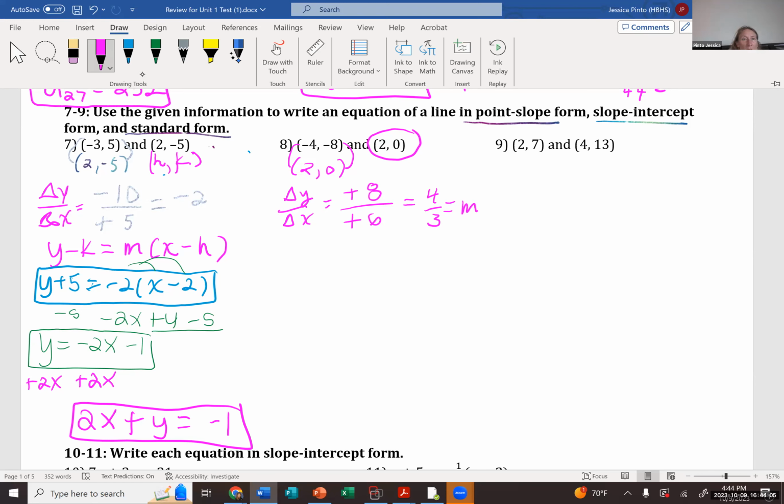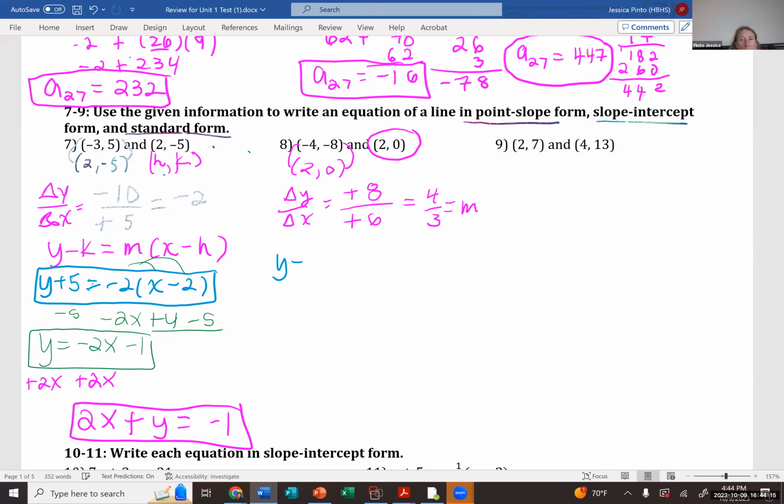Switch back to blue. Okay. So we're gonna have y minus, so here's h, here's k.